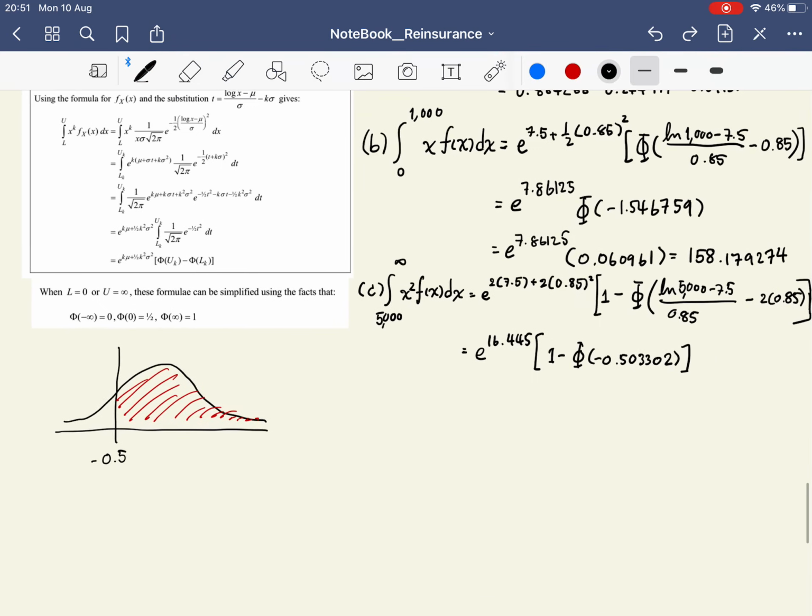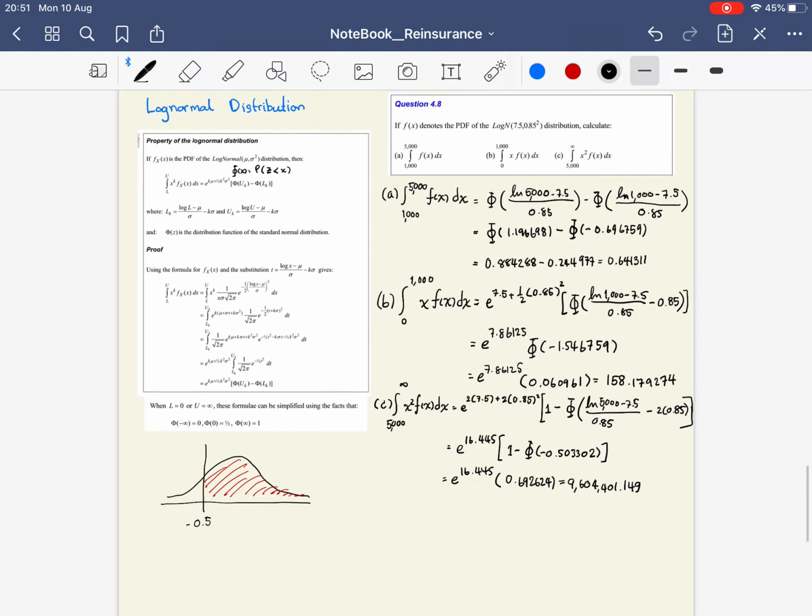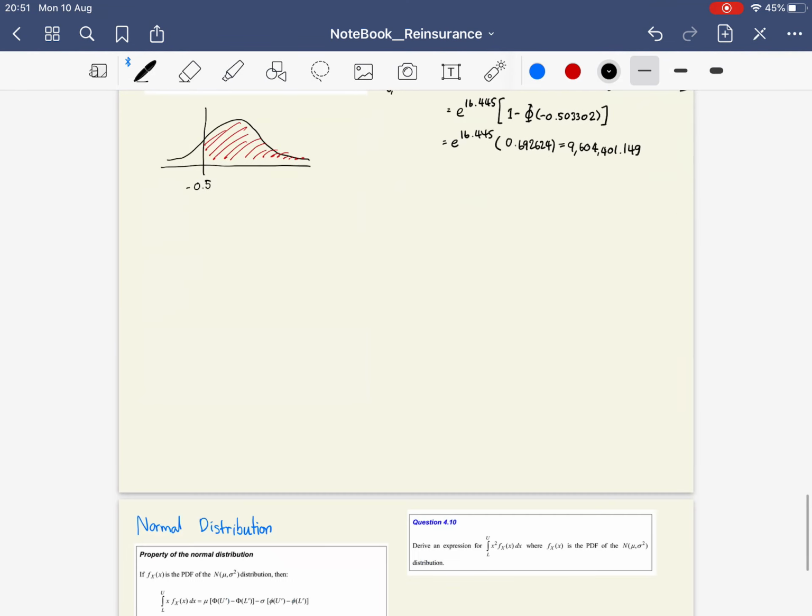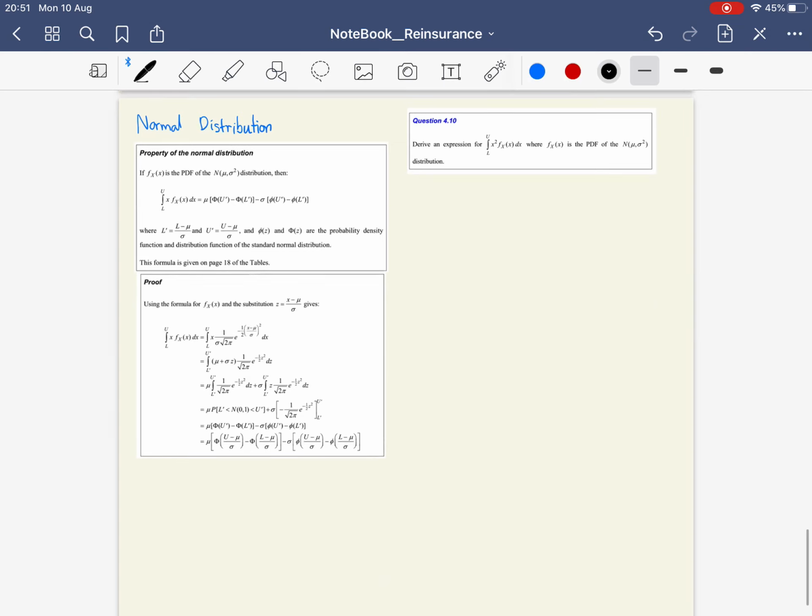Okay, continue. This one we're going to have e to the power 16.445 multiplied by 0.692624, which is about 9 and a half million. Here is what we got, and then we're done. Okay, now we move on to the next one, the normal distribution.